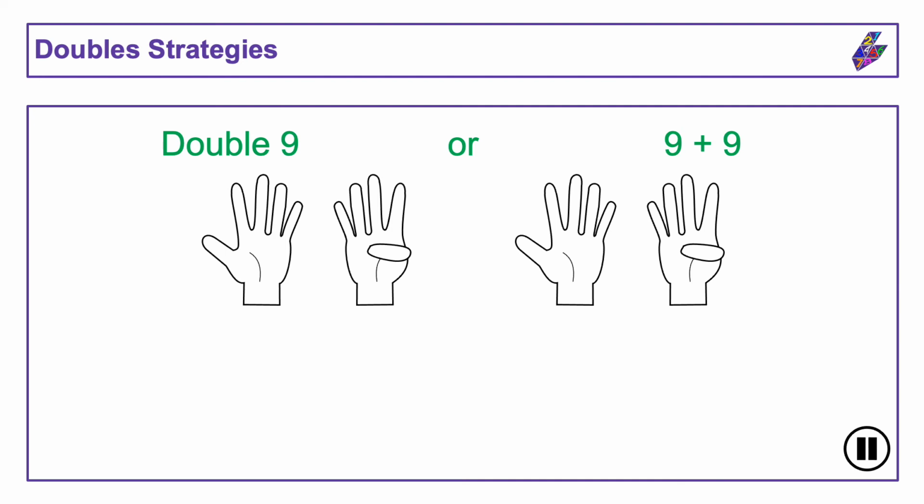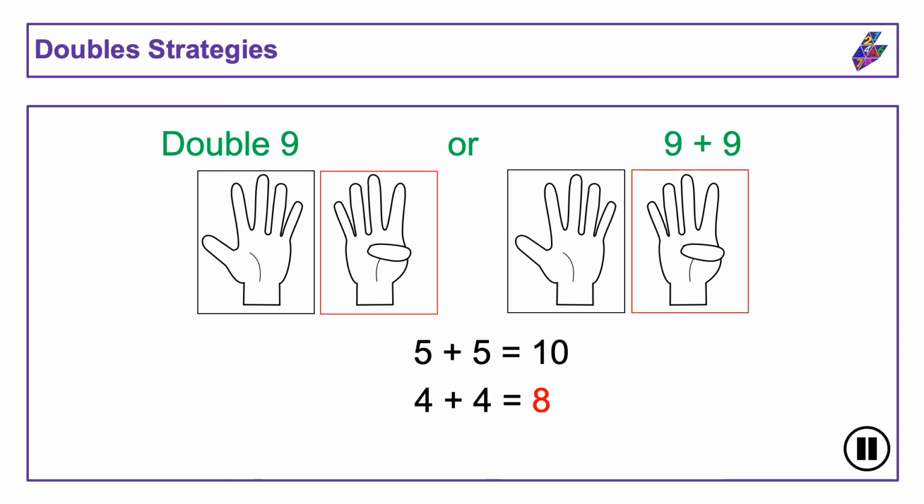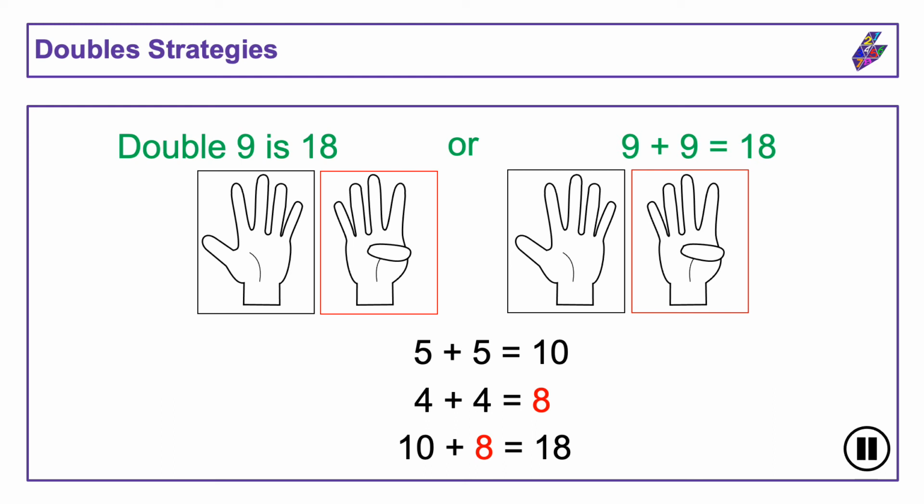You can see that each hand shows 9 made up from 5 and 4. You might be able to see 5 plus 5 equals 10, and 4 plus 4 equals 8. So 10 plus 8 equals 18. Therefore, double 9 is 18, or 9 plus 9 equals 18.